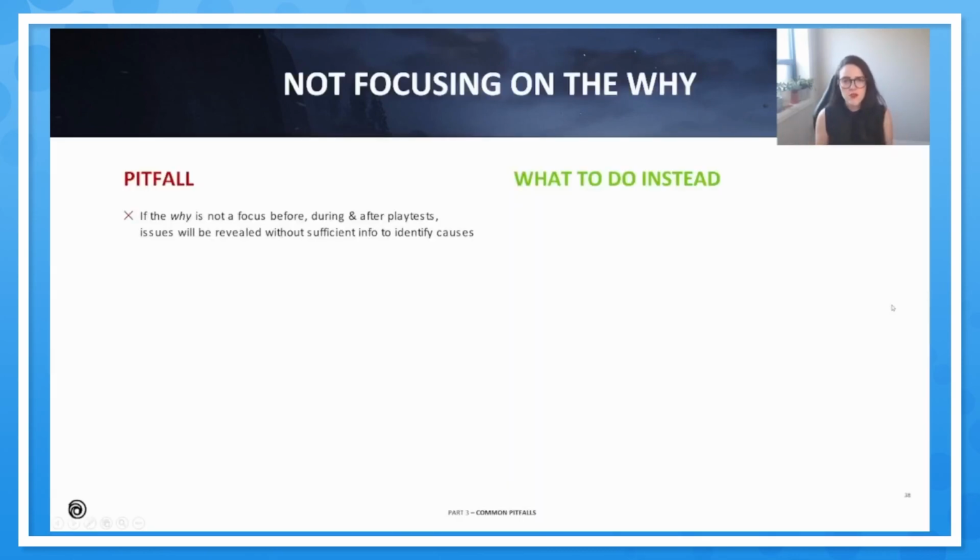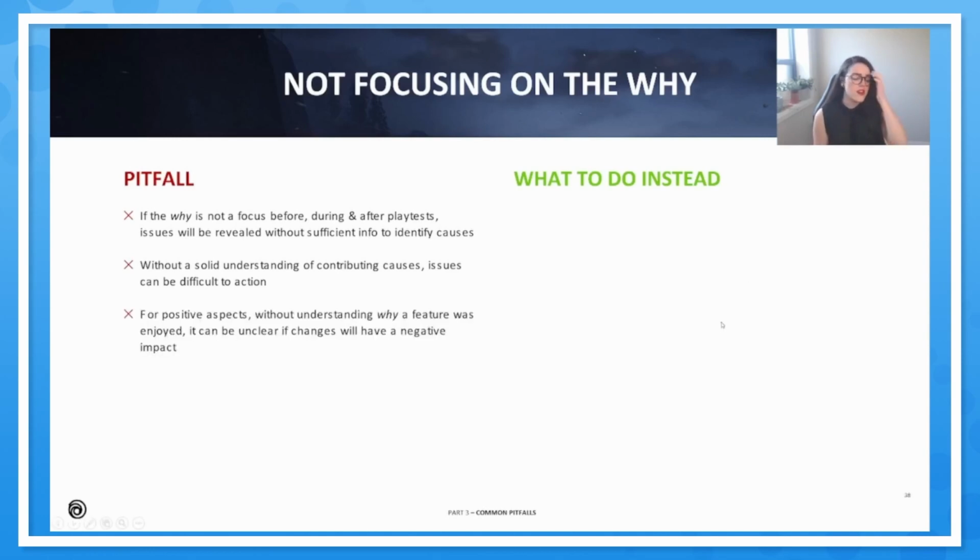If the why is not a focus before, during, and even after playtests, you're going to reveal issues but not understand the causes behind those issues. And that's problematic, because if you don't have a deep understanding of the different contributing factors that are leading to these issues, it's going to be difficult for the design team to action on that feedback and to fix the issues. And this isn't just true for issues.